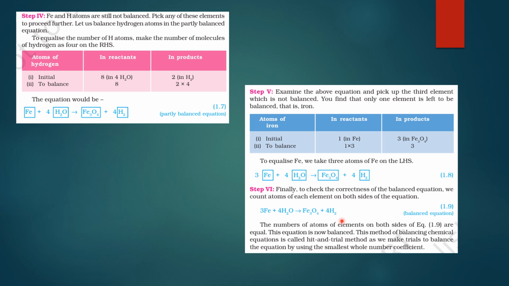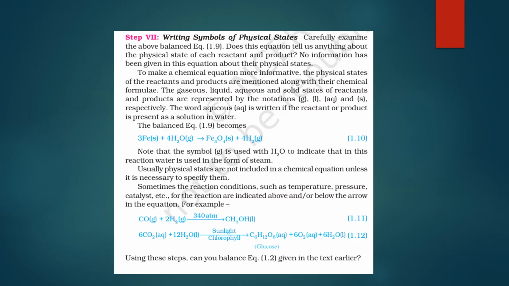This way, in which we are balancing every element one by one, is known as the hit and trial method. In the hit and trial method, someone can initially try to balance iron, someone can try to balance hydrogen. It's not like there are particular steps you have to follow. So this is a kind of hit and trial method to balance unbalanced chemical equations.